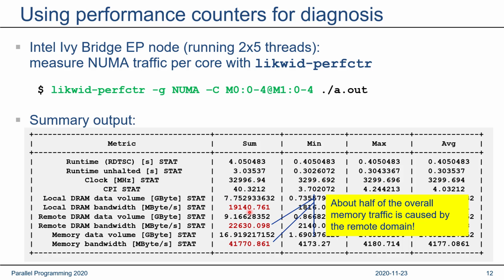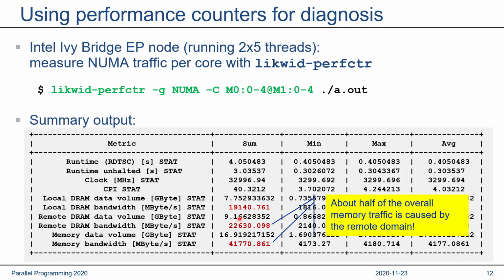And in this case, if we look at the red numbers, we have 3 red numbers: local DRAM bandwidth, which is just the local memory bandwidth of the NUMA domain, initiated by local accesses, and remote DRAM bandwidth, which is also the bandwidth of the local NUMA domain, but as initiated by distant cores in other NUMA domains. So this data means that about half of the overall memory traffic of this NUMA domain is caused by the remote domain. And this is actual proof that this code has a NUMA problem. All right?